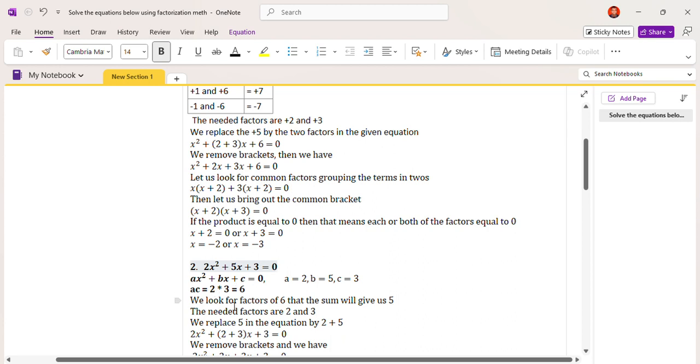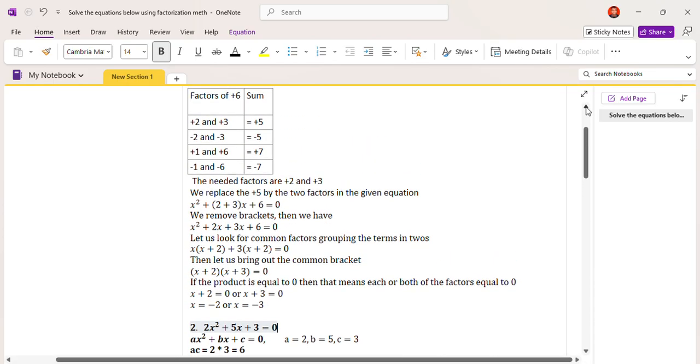So we look for factors of 6, which is factors of AC, that will give us 5, the middle term, the coefficient of x. In this case, we go back to the table of example 1. Since it is still the factors of 6 we are looking for, we don't have to repeat this table. So that's 2, 3, minus 2, minus 3, minus 1, plus 6, and minus 1, minus 6. Of all of them, this is the one that's giving us plus 5.